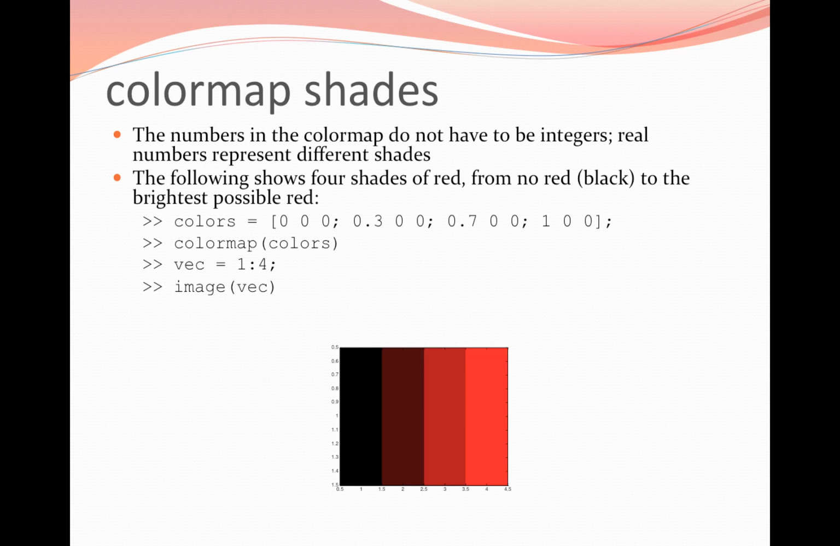If I pass that to the colormap function, then that becomes the current color map. And then I created a vector that has the integers 1, 2, 3, 4. When we display that as the image, we're seeing the 4 colors from our color map. First black, and then it's kind of a dark brown, and then a dark red, and then the brightest possible red is the 4th color.